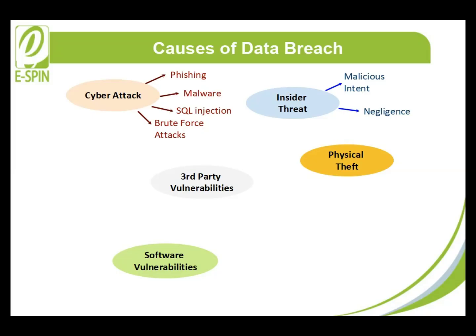Third, physical theft. This involves the loss or theft of devices containing sensitive information. Examples include stolen laptops or mobile devices without encryption or strong passwords, and lost USB drives with unencrypted data that can be easily accessed. Fourth, third-party vulnerabilities.